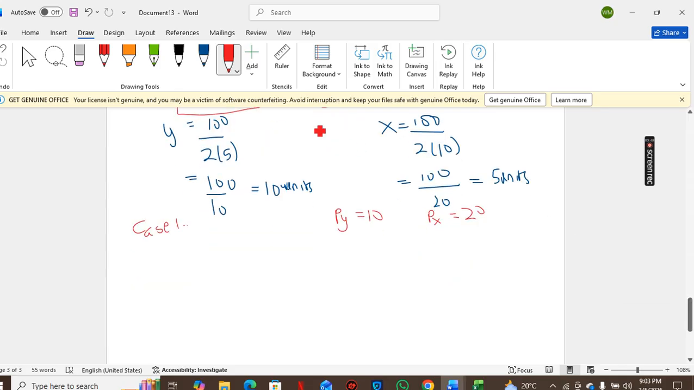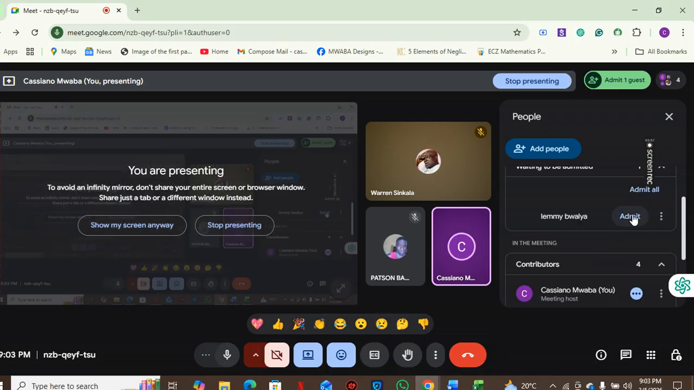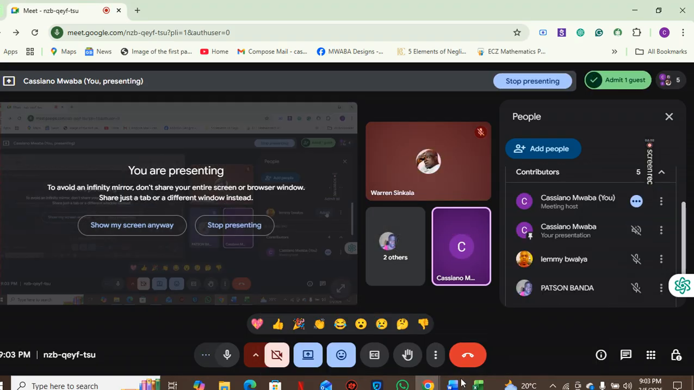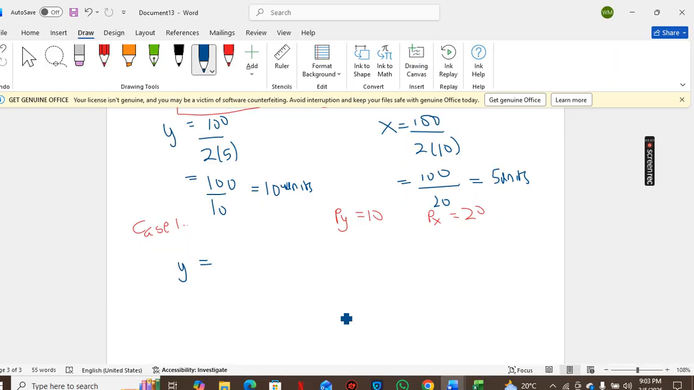So you will come back to Y. You're going to say Y equals 100 over 2. So the price of Y is no longer 5, it's 10. So 100 over 2 times 10, that is 20. 100 divided by 20, 5 units.